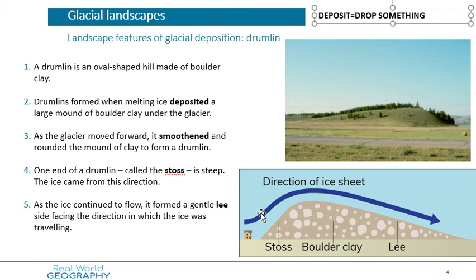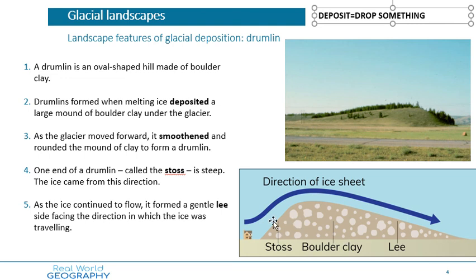Okay, so look to the bottom right here, guys. Here we have our glacier. It's moving from left to right, and as it moves, it drops a big mound of boulder clay here. And then the glacier, as it moves, the weight of the glacier will smoothen out the boulder clay to form a drumlin. So basically, guys, as the glacier moves, it drops boulder clay when it melts, and then the glacier acts like a rolling pin and smoothens out the boulder clay, okay?